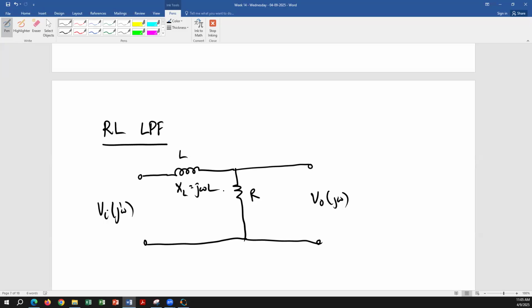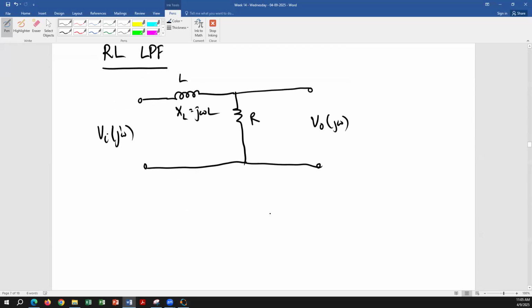At high frequencies, XL is going to be very high. It starts acting as an open circuit at omega equal to infinity. Output is going to become 0. So this is going to become a low pass filter, letting the input go through the circuit at low frequencies and stopping the input at high frequencies. So that's going to give you a low pass filter.